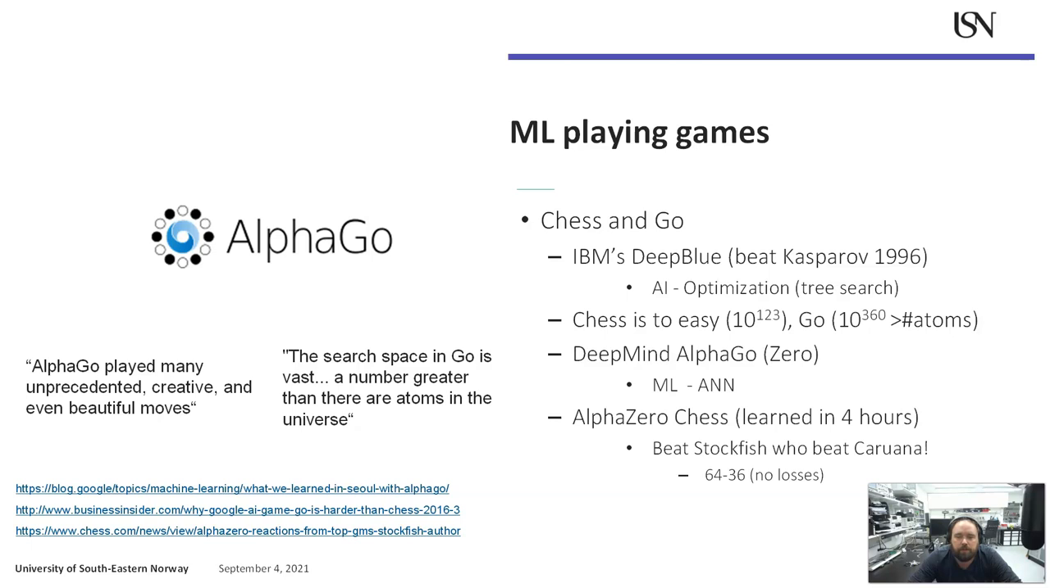Usually in chess, when you play high-level chess, it ends up in draw. Most games end up in draw. So beating someone 64-36 with 0 losses, that is an extreme achievement. And bear in mind that this is against Stockfish, which was considered a state-of-the-art chess engine. And this engine has defeated people like Caruana, who is one of the best human players in the world.